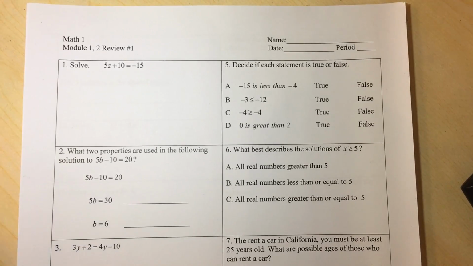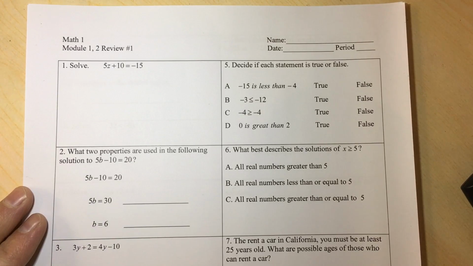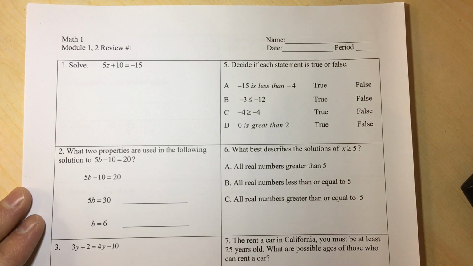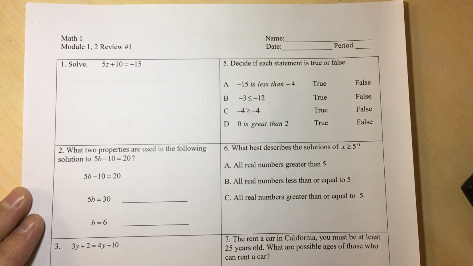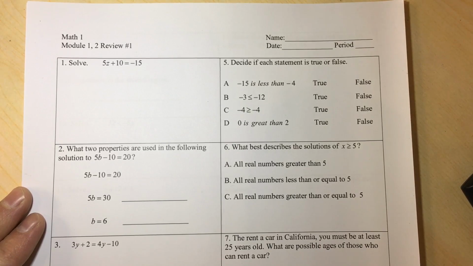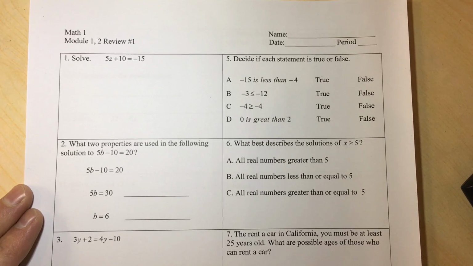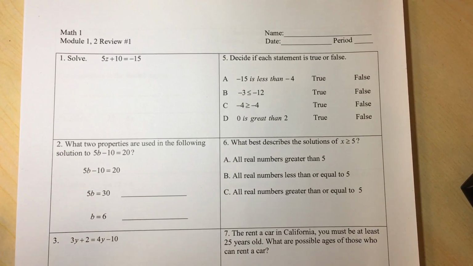All right, people, here is our Module 1-2 review. We're going to be doing this as our last test of the semester. I know it says Module 1 and 2, but it is our last test of the semester with the way we've ordered our units. So I'm going to get started and get through it as quick as possible so that you guys have as much time as possible to work on the second review in class as this is your example.